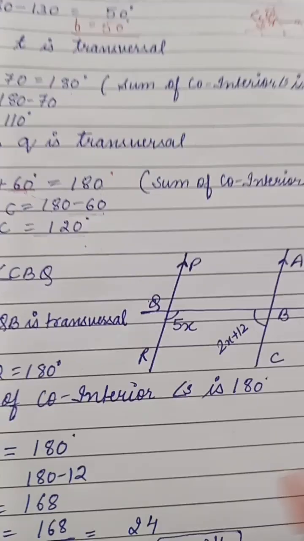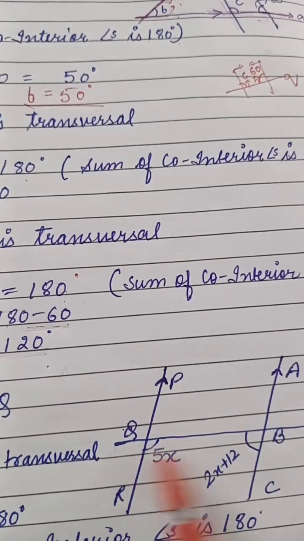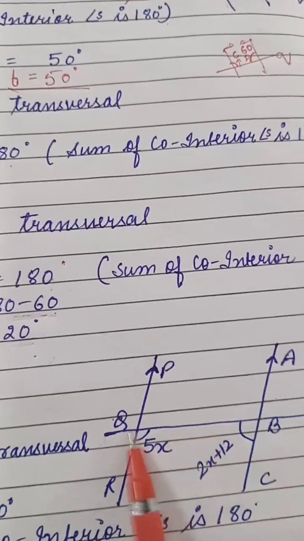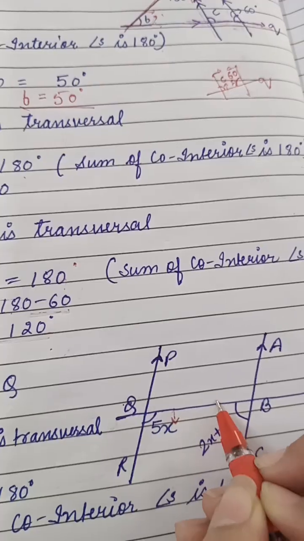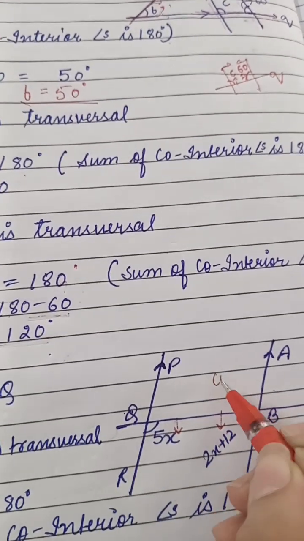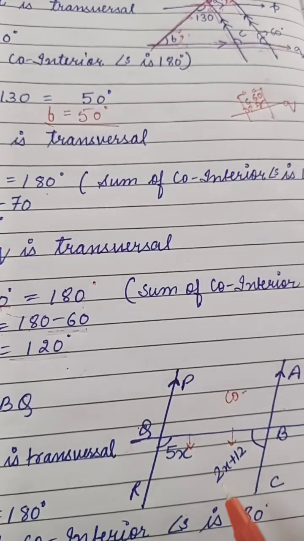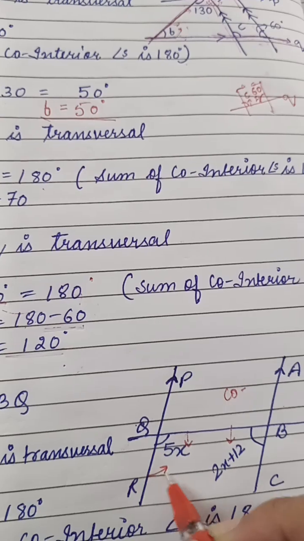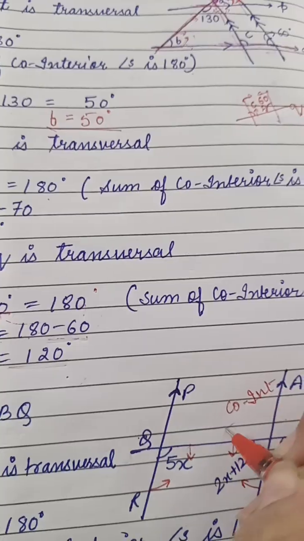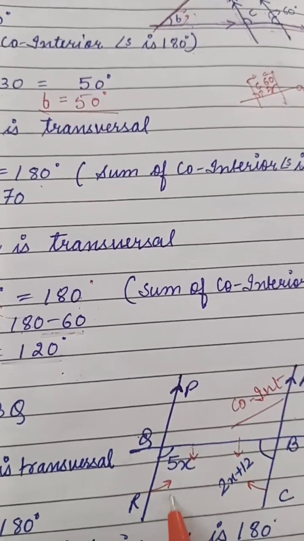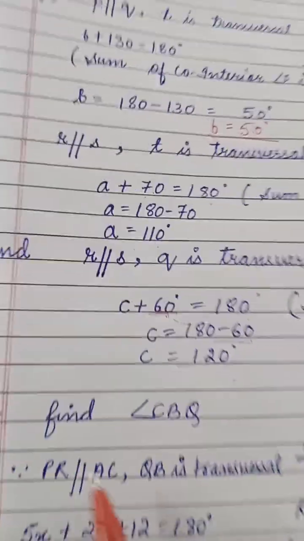Got it? What is the transversal over here? There is only one transversal. QB is the transversal. These are the parallel lines and this is the transversal. Again, we will check the angles. They are on the same side of the transversal, same side means co. And they are in the interior of the parallel lines. So they are forming co-interior angles. Again, we know the sum of co-interior angles is 180 degrees.